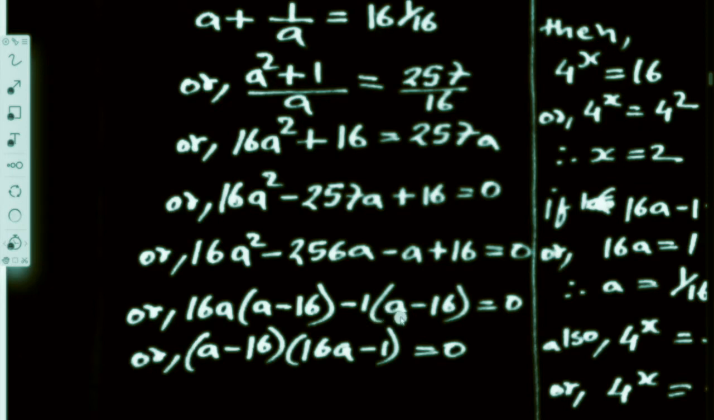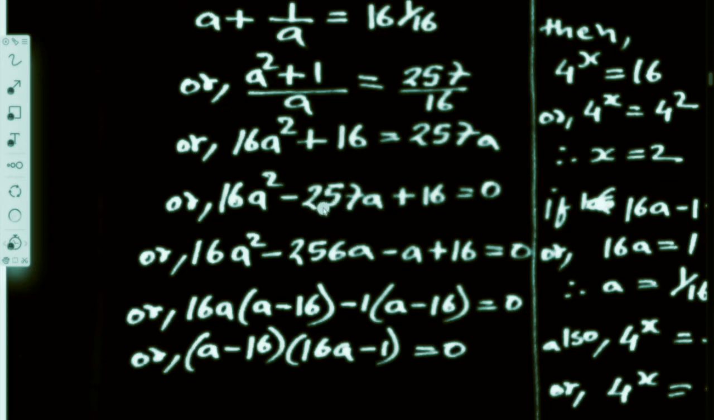Minus 1 bracket a minus 16 equals 0. Here a minus 16 is common, so take it in front: (a minus 16)(16 minus a)... Now the a minus 16 and 16a minus 1, these two are our factors of this expression. To get the value of a, we factorize it. Factorization is done.